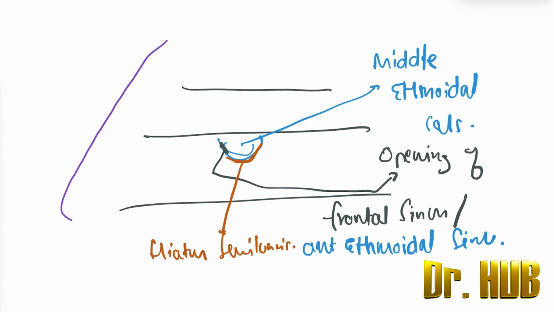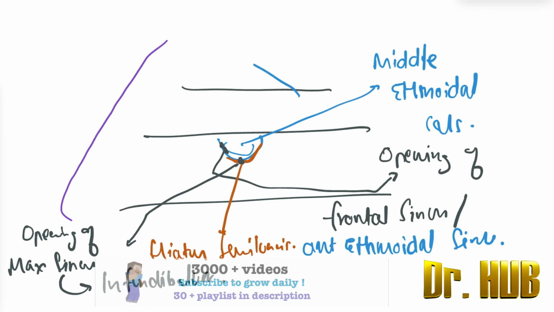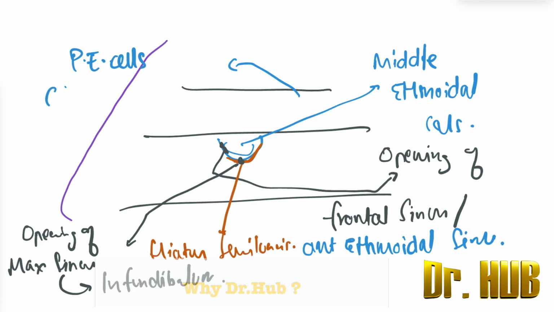And next, right in between here, there is the opening of the maxillary sinus into the infundibulum. Then come the posterior ethmoidal cells, and these open into the superior meatus.